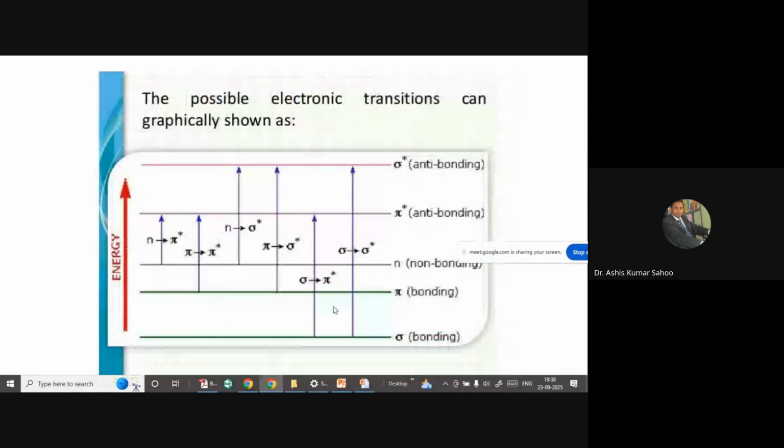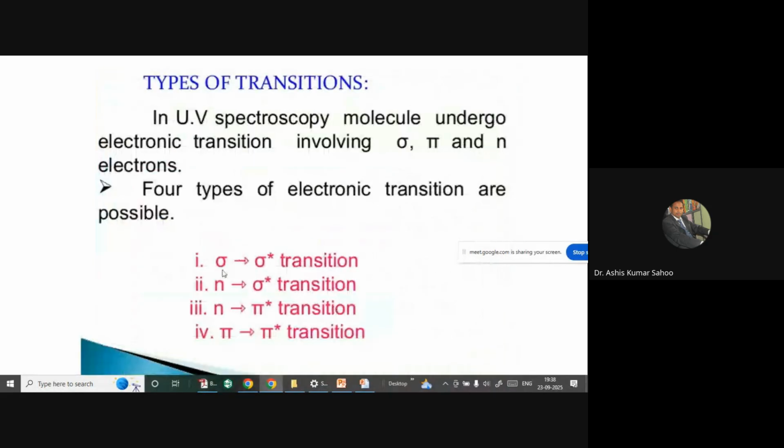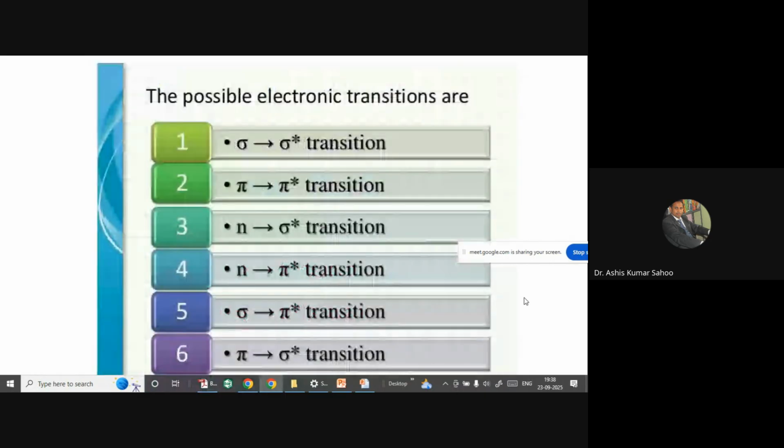So these are the possible electron transitions. You can see the sigma to sigma star transition is possible in alkanes, n to sigma star is possible in the case of alcohols, amines, and alkyl halides, n to pi star transition is possible in carbonyl compounds, and pi to pi star transition is possible in alkene compounds. The last ones are forbidden.